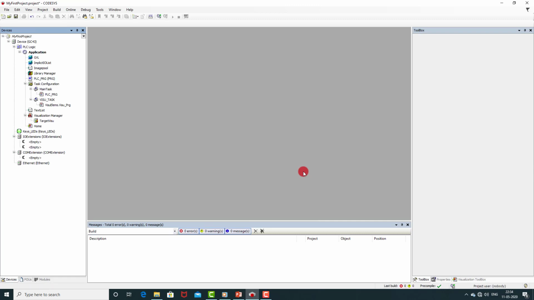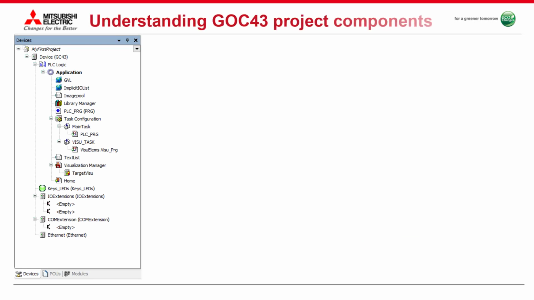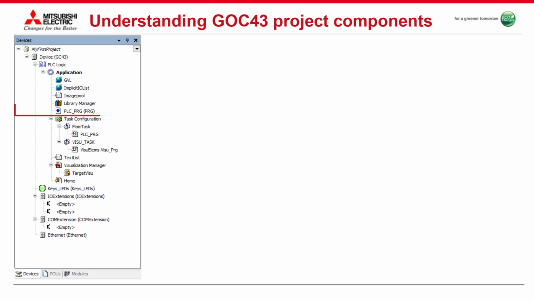This is Codezy's default view after creating project using GOC43 project template. Once application is created, this device view will be displayed. Do not delete any device, node or objects from device tree. POU, PLC_PRG, is a default PLC program and is mandatory. Do not rename or delete this POU. Let us understand components in the project one by one.